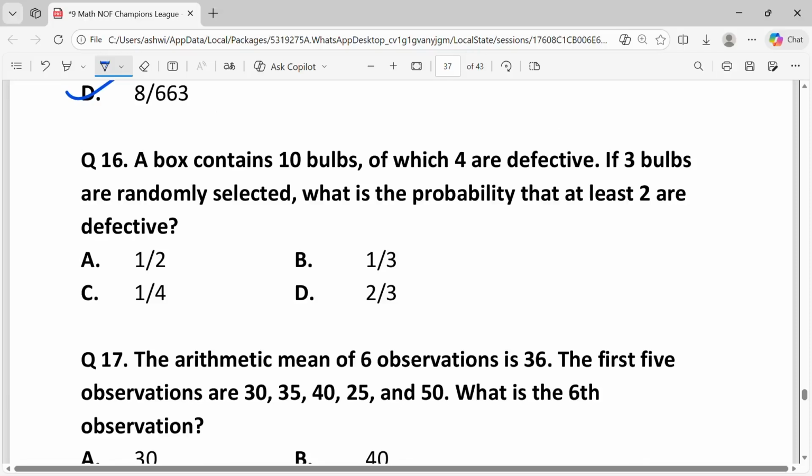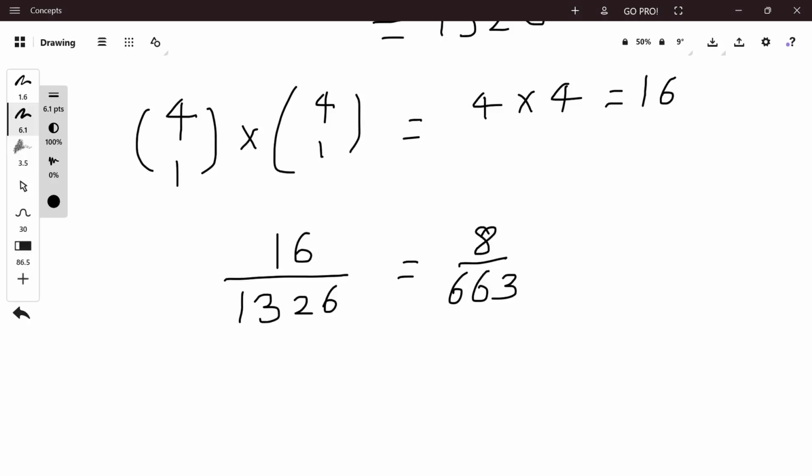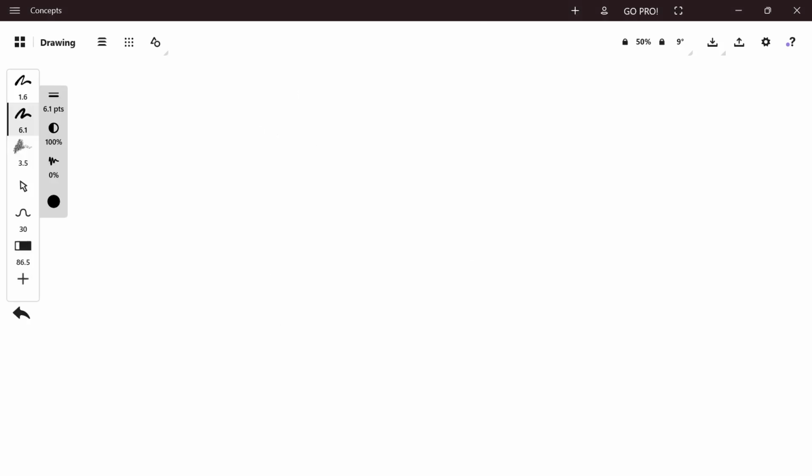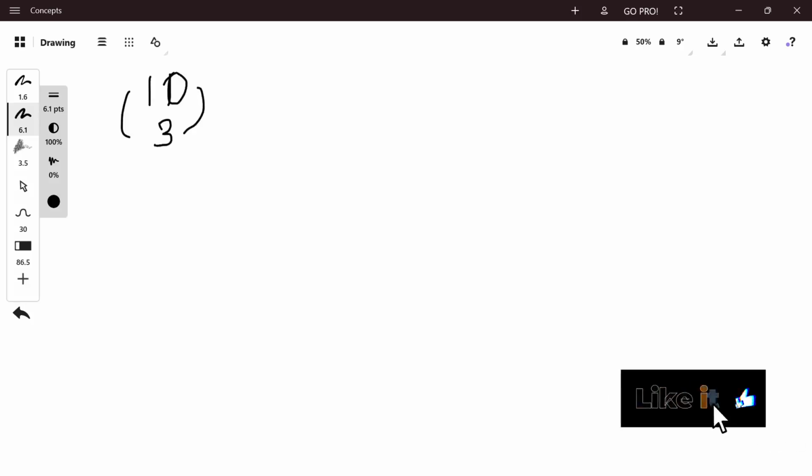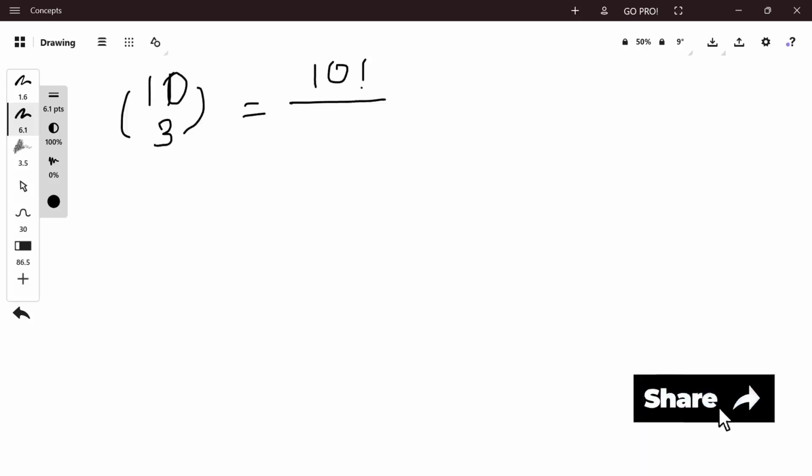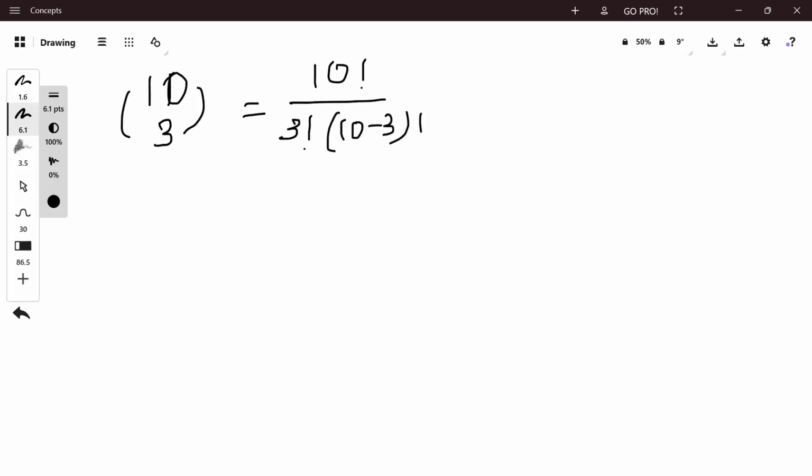A box contains 10 bulbs, of which 4 are defective. If 3 bulbs are randomly selected, what is the probability that at least 2 bulbs are defective? The number of ways to choose 3 bulbs from a total of 10 is the combination of 10, 3. That is factorial 10 upon factorial 3, factorial (10 minus 3), which is equal to 120.